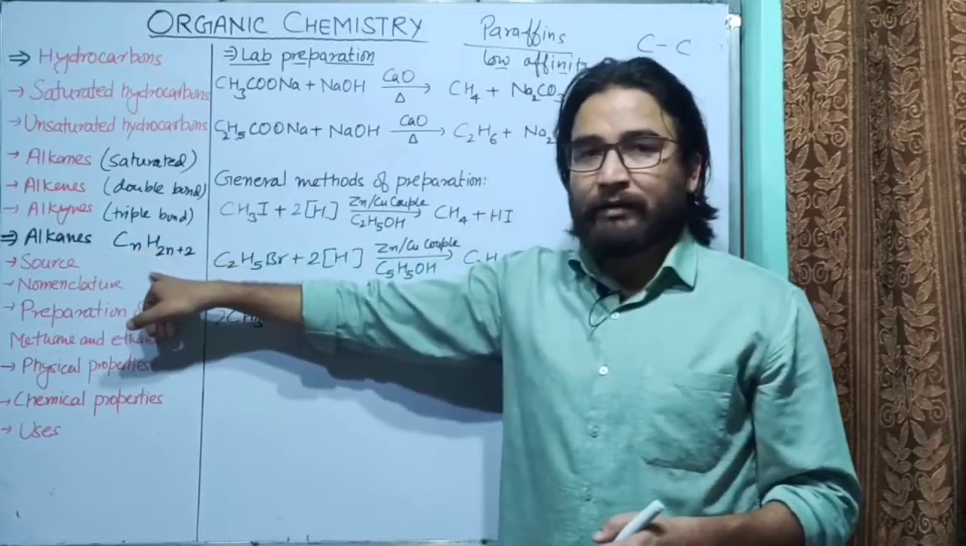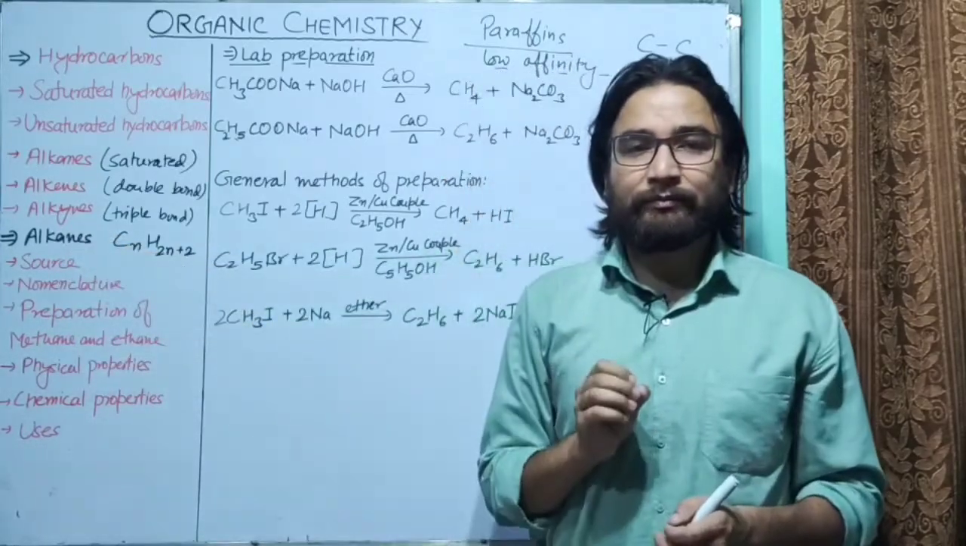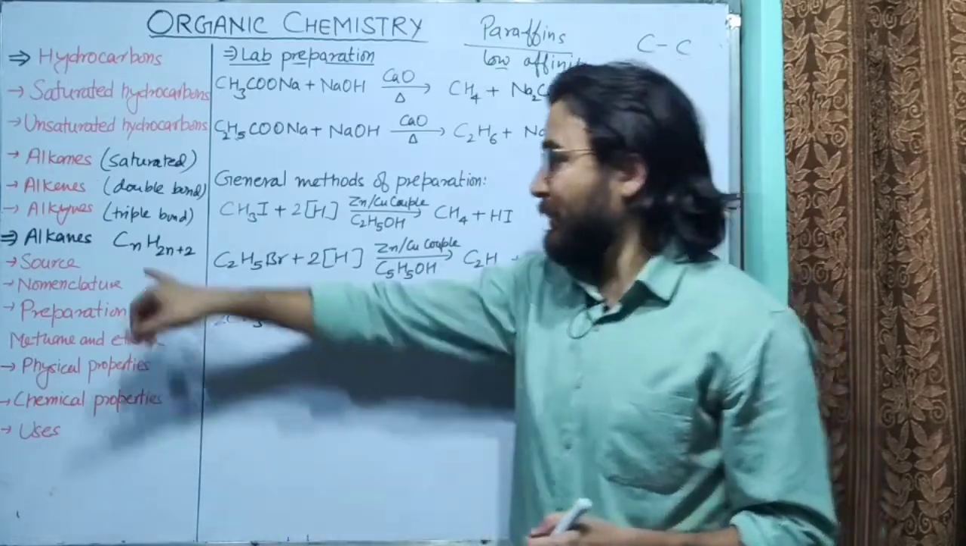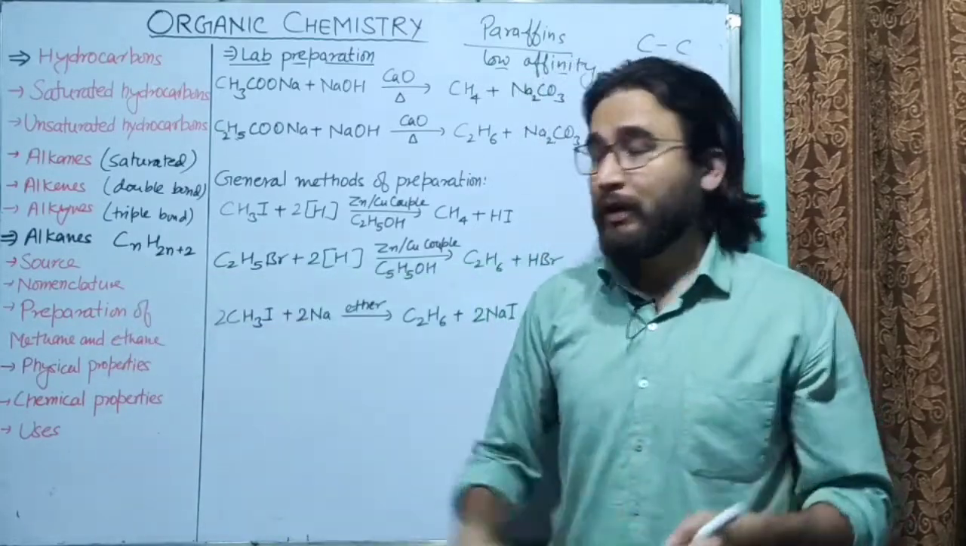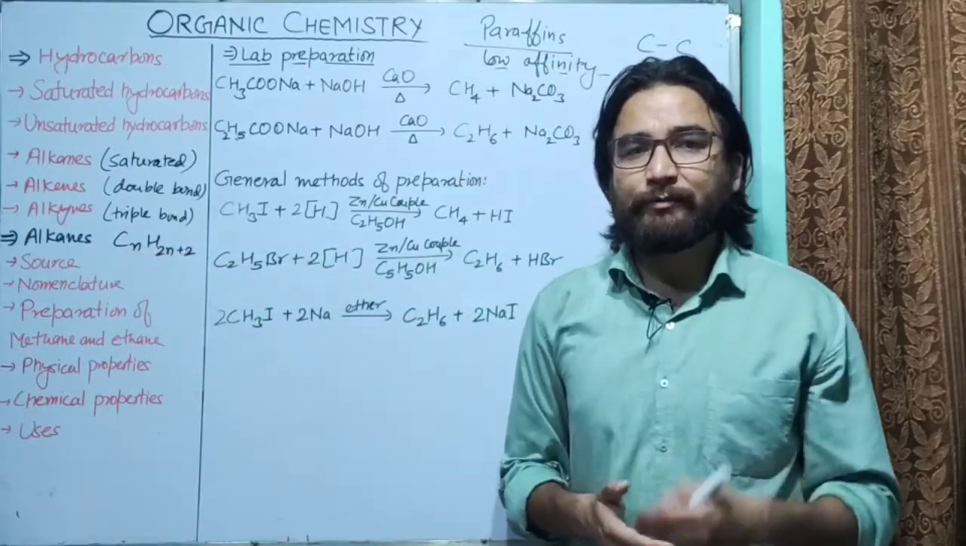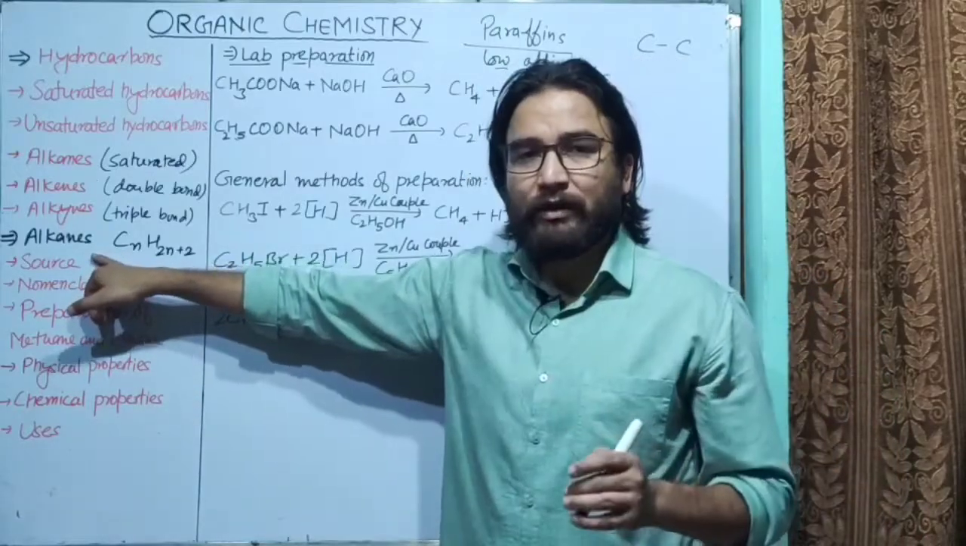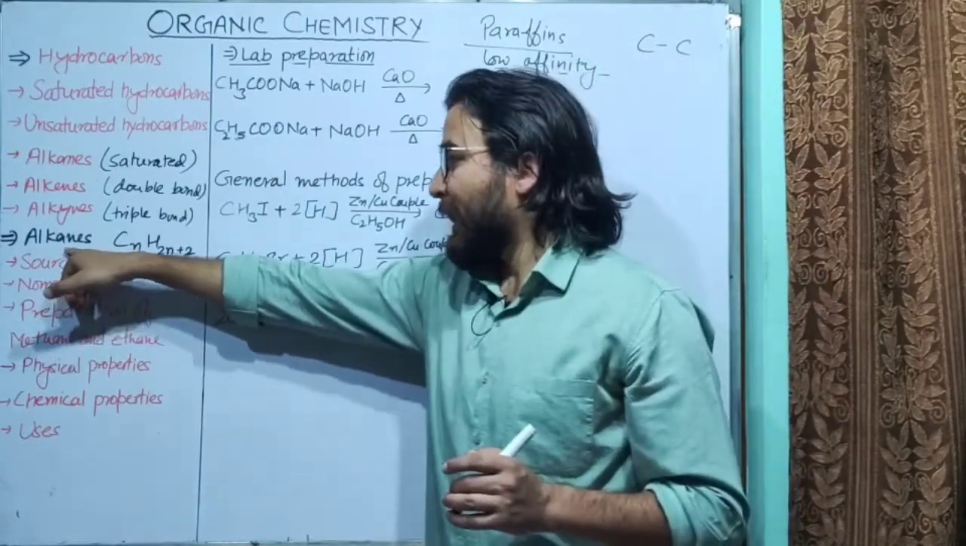So alkanes are named according to the word alkane. The prefix is used for the number of carbon atoms: meth, eth, prop, but, and then ane is used as a primary suffix because there are only single bonds. So I hope you have understood the nomenclature of alkanes.